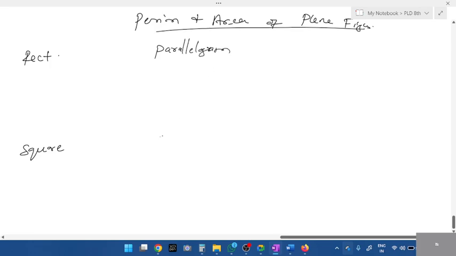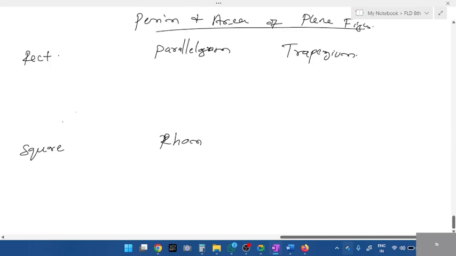Correct. Rhombus. See, always remember this order in the order which I am writing. Rectangle, square. That is later, that is next part. First, rectangle, square, parallelogram, rhombus. Then we have trapezium. And we also study triangles. Then you get circles. This is the order you have to remember.